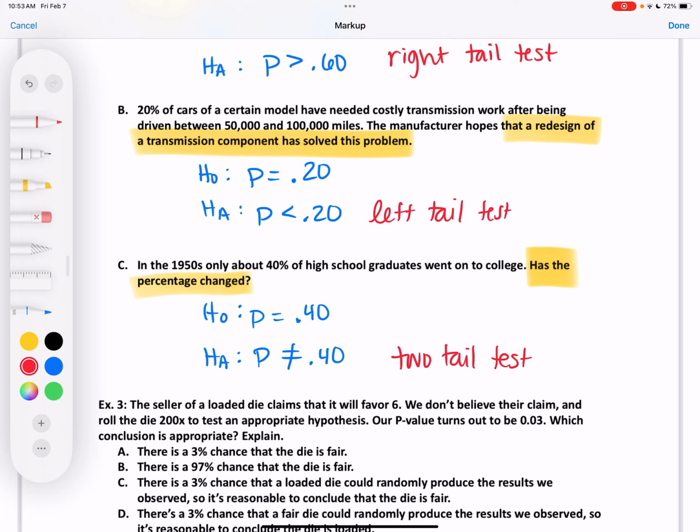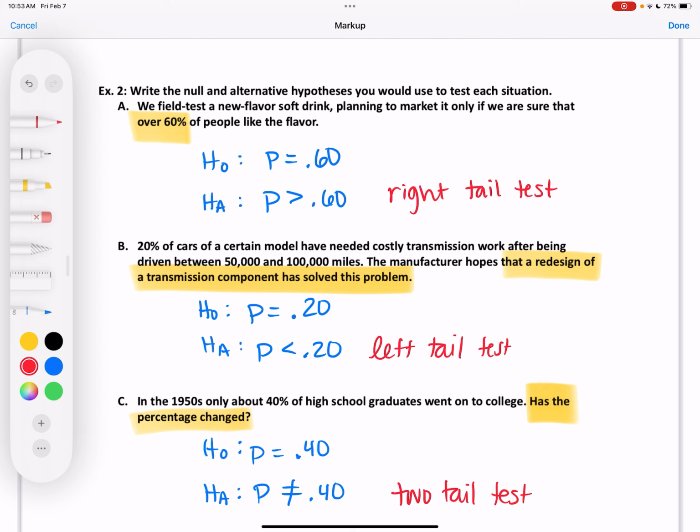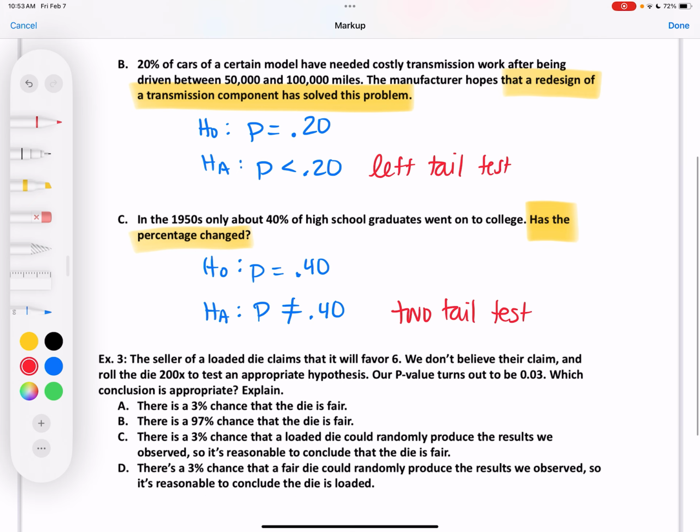But how does that work, just the fact that it has the word changed in it? The other ones have said things like a redesign, which implies it's got to be less than, having less than 20% of people with a problem, or the other one said over 60%. That implies it. So it's going to be a key word or key phrase that tells you it's either less than or greater than.